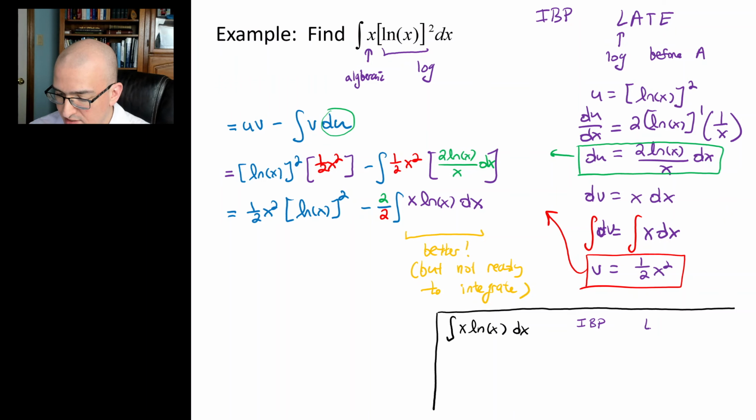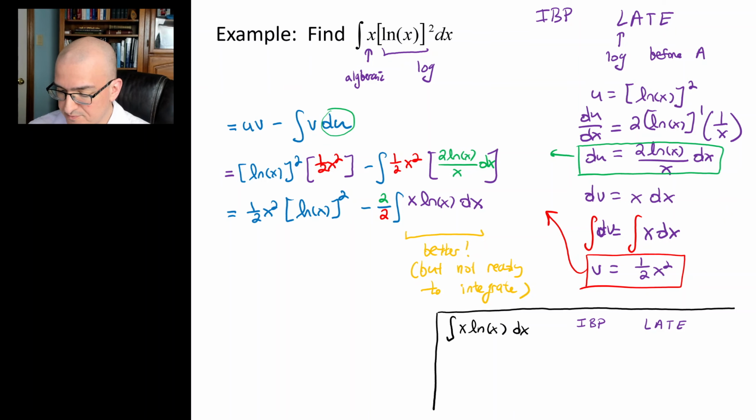I'm going to use the LATE acronym again. The LATE acronym tells us what the most likely good choice for u is. We look at the letters LATE, and look at the components of our expression. If we see a log, first letter of LATE, then that's what we let equal u. If there's no log, now we look for the next part, algebraic part, we let that equal u. If there's not one of those, then we look for a trig, and we'll let that equal u.